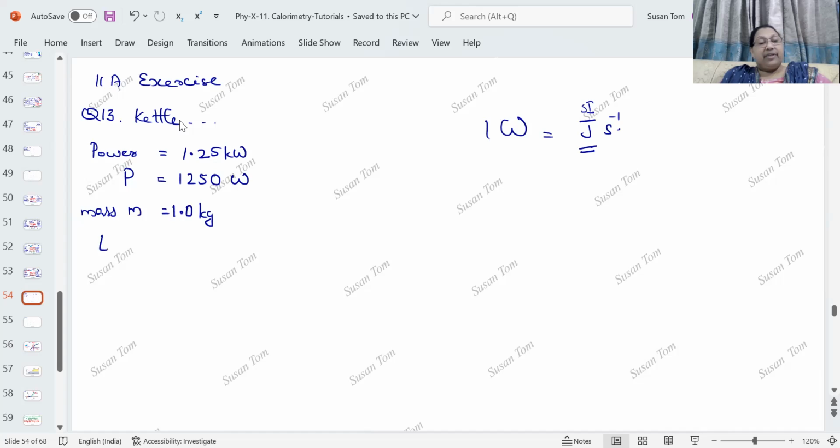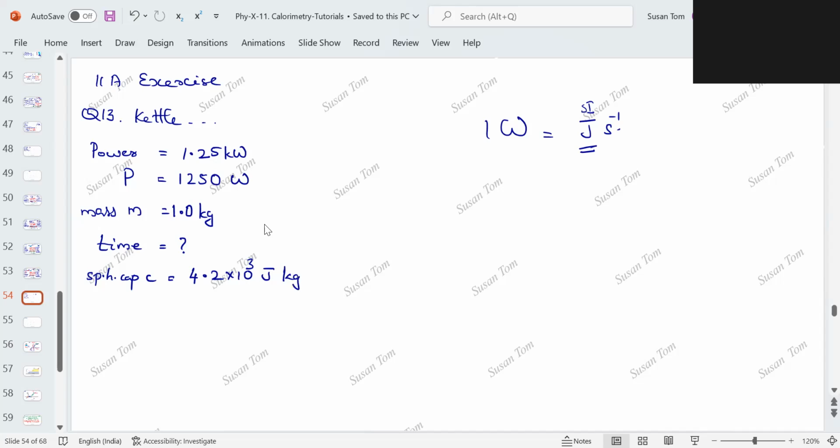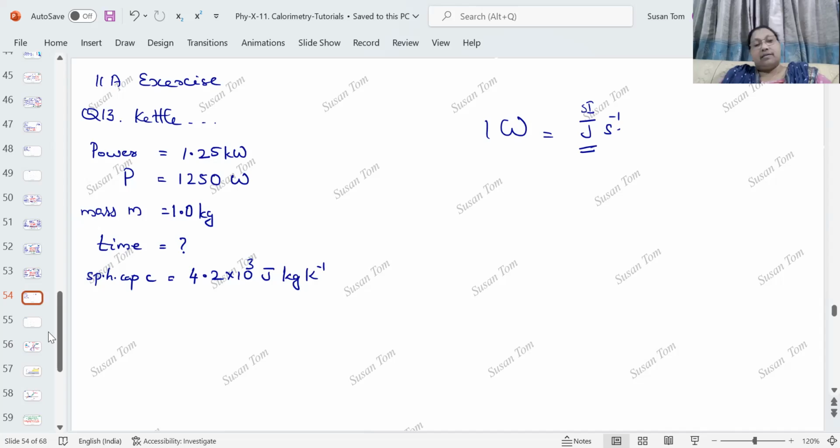Time taken, we have to calculate. And specific heat capacity C is equal to, because what is given is joules per gram, you have to make it into 4.2 into 10 raised to 3 joules per kg per Kelvin. You have written all those.